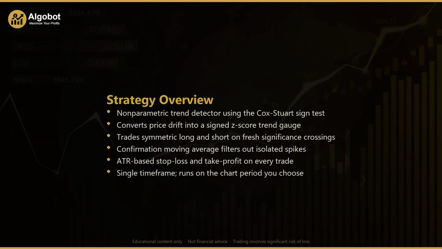Because it compares points that are far apart rather than neighboring bars, the method deliberately ignores one-bar noise and only responds when the whole window has migrated one way. This EA can trade both long and short. It works on a single time frame of your choosing, and it layers a confirmation moving average and ATR-based risk controls on top of the core signal. It's designed to appeal to traders who are curious about statistically grounded, rules-based systems. As always, this is for educational purposes only and is not financial advice.